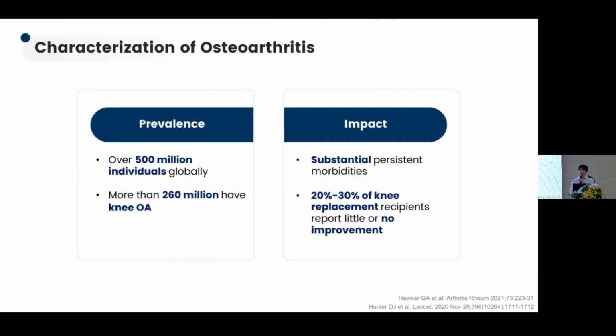Okay, first, OA affects over 500 million people globally, with knee OA being the most prevalent. When conservative treatment has failed, guidelines recommend joint replacement, which is not a cure, and many experience no improvement even after the surgery.